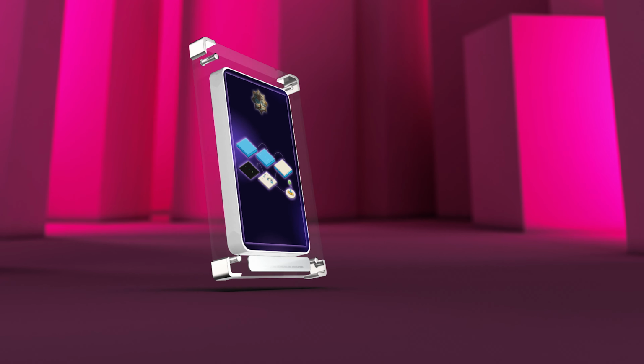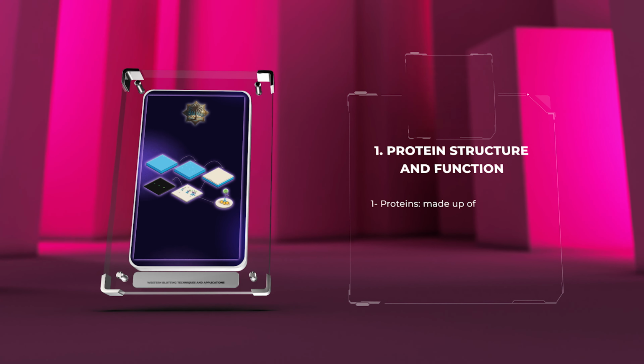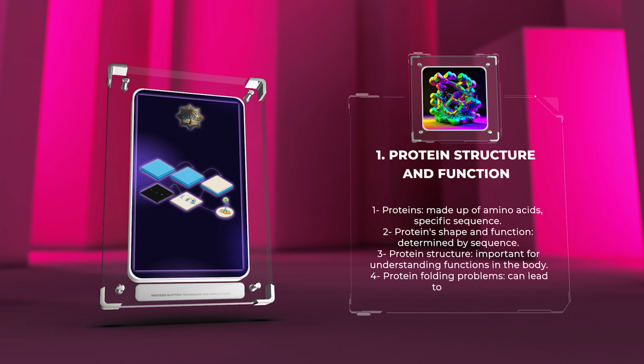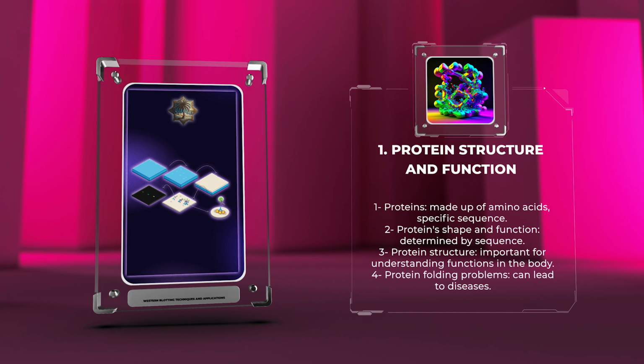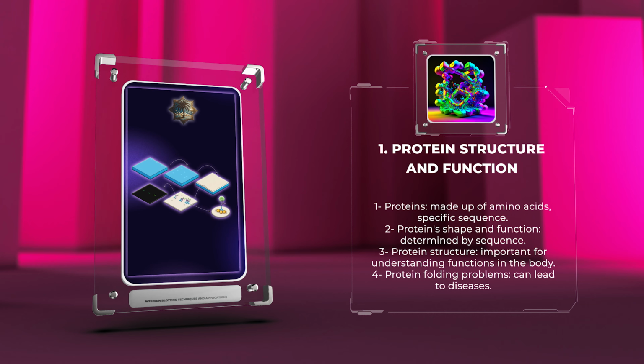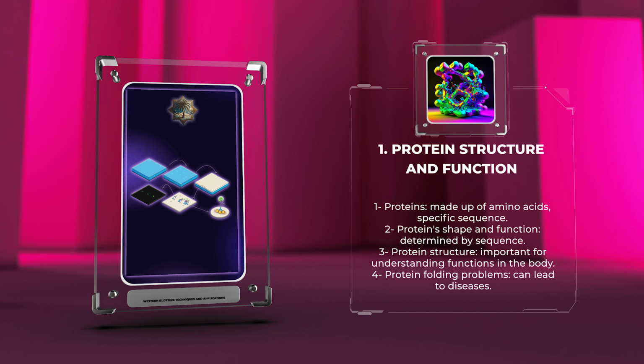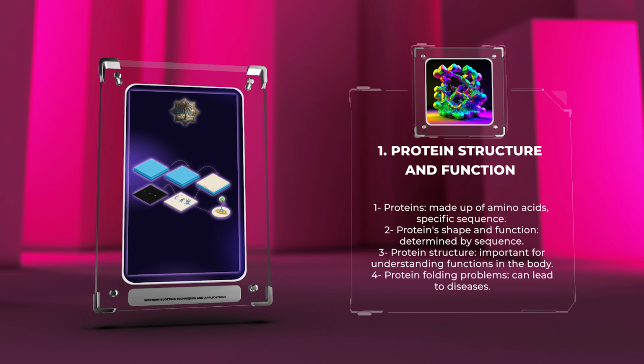Proteins are made up of amino acids, linked together in a specific sequence. This sequence determines the protein's shape and function. Protein structure is important for understanding their functions in the body, such as enzyme activity or DNA interactions. Problems with protein folding can lead to diseases.